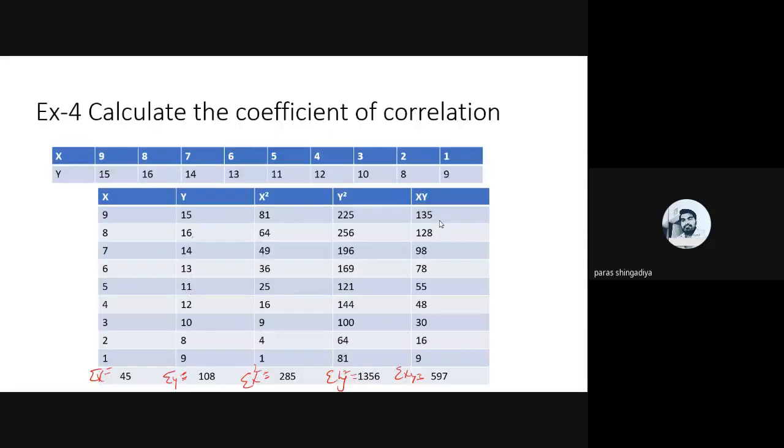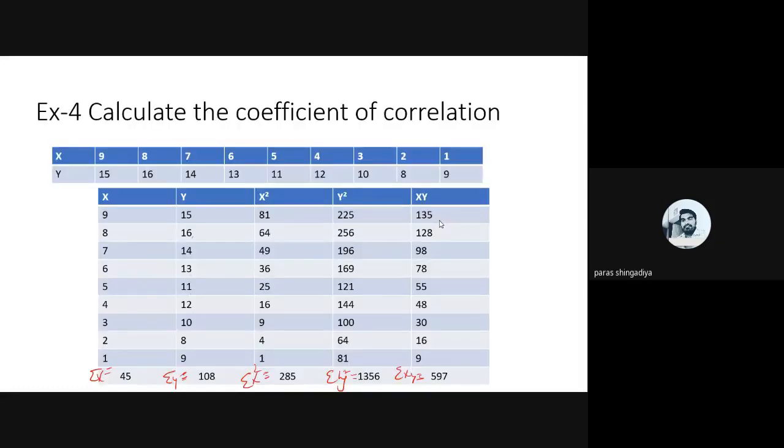And now write the formula: sigma xy minus sigma x sigma y divided by n, the denominator is sigma x square minus sigma x whole square divided by n, and sigma y square minus sigma y whole square divided by n. Okay, so we have this formula. Now replace all the values. Sigma xy is 597, sigma x is 45, sigma y is 108, sigma x square is 285, and sigma y square is 1356. Now verify this answer. Is it correct or not? All of you please check it.